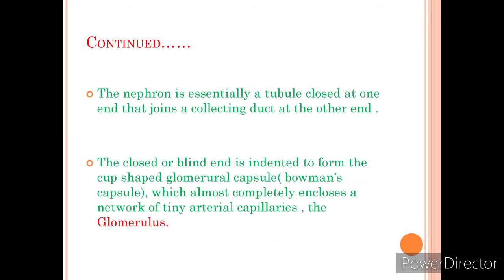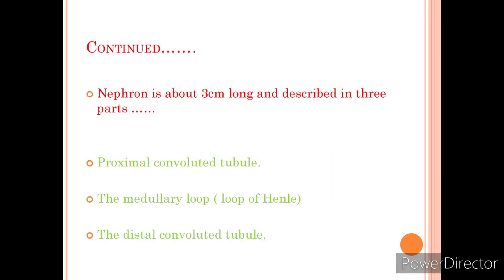Nephron is a tubule closed at one end and joins a collecting duct at the other end, and the nephron is about 3 centimeters long and divided into three different parts. First is PCT, proximal convoluted tubule. Second one is the medullary loop, called loop of Henle, and the third one is DCT, called distal convoluted tubule, leading into a collecting duct.